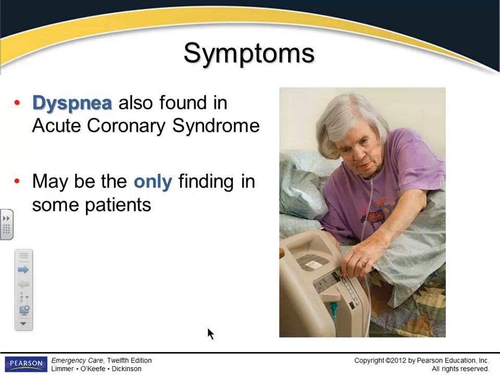It may be the only finding in some patients. So you may have patients that don't have any chest pain. It's just respiratory distress. Why would they have respiratory distress? The heart's not working right. Cardiac output is dropped, so you're not getting enough oxygen to the body, to the cells. What's the response to the body? What does the body do when it's not getting enough oxygen? Increases their respiratory rate. So the patient may not feel like they're getting enough air. It goes beyond just increasing their respiratory rate. They feel like they're suffocating.